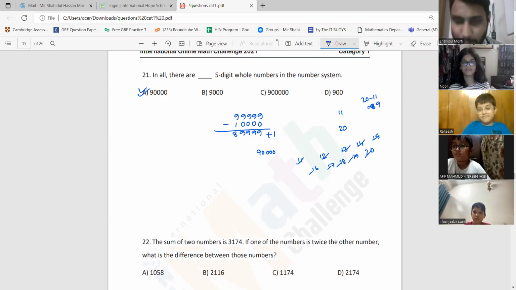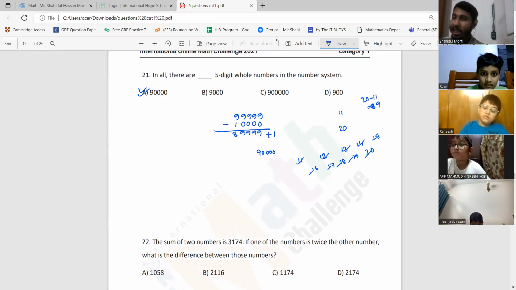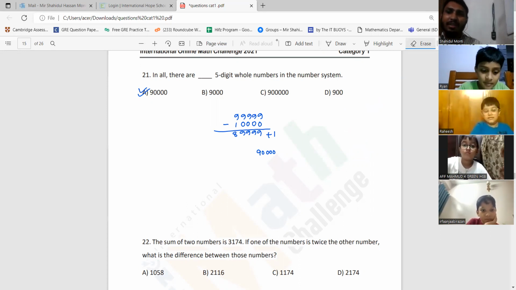So when we are subtracting, the process of subtracting only includes one of the boundary values. But here the question is such that we have to include both the boundary values. And that's why we have to add 1. Can you follow me, students?